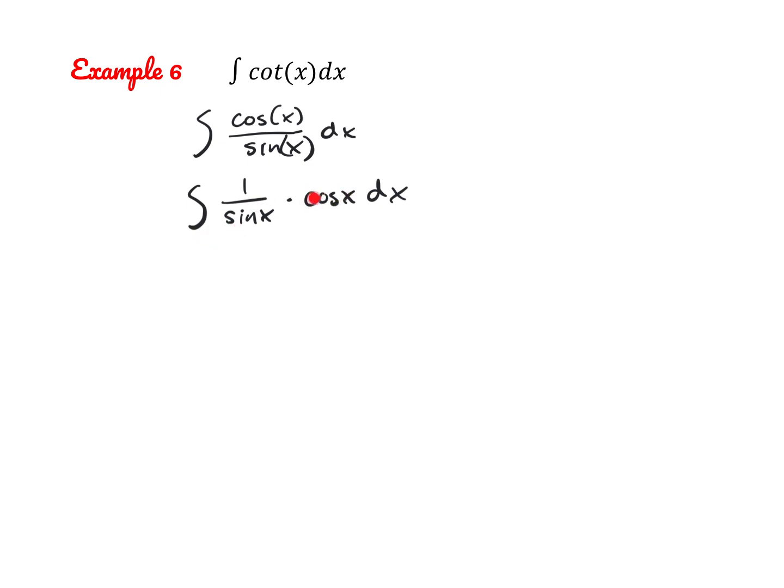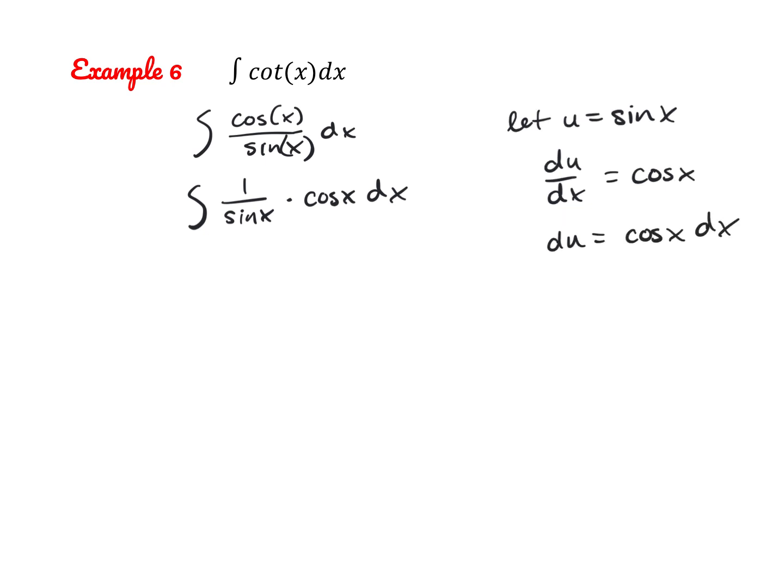If we let u equal cosine of x, we know the derivative of cosine is negative sine. It's not the end of the world, but there's no negative within our integrand. So just to make it a little bit easier, let's let u equal the sine of x, because the derivative of sine is just cosine. So then we have du equals the cosine of x dx.